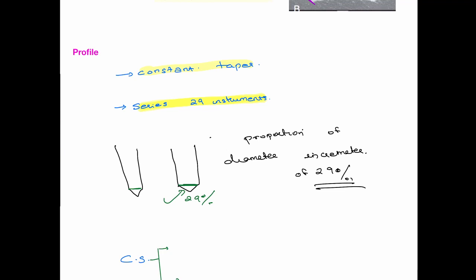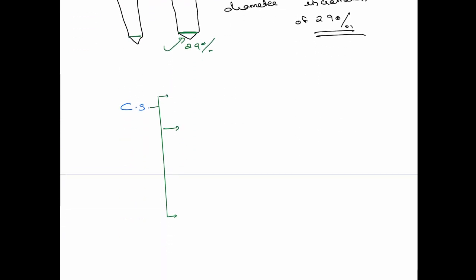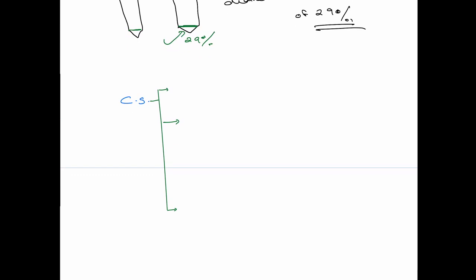So series 29 had got a 2% taper. So remembering is easy, 29 and 2. Okay, 2% taper. So that's about the profile system. Very, very important profile system. What you have to know is, they have got a series 29 instruments. You can call it by another name also, because of the constant proportion of diameter increments.